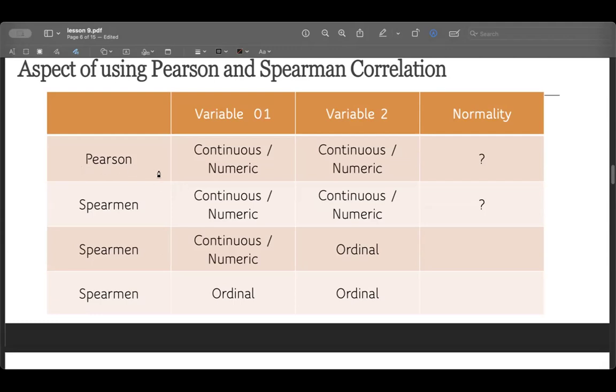To apply the Pearson, both should be continuous and numeric. Spearman can be applied in different ways: one is when both are ordinal, and another is when one is ordinal and the other is continuous or numeric. That's what we have here. Is it clear?